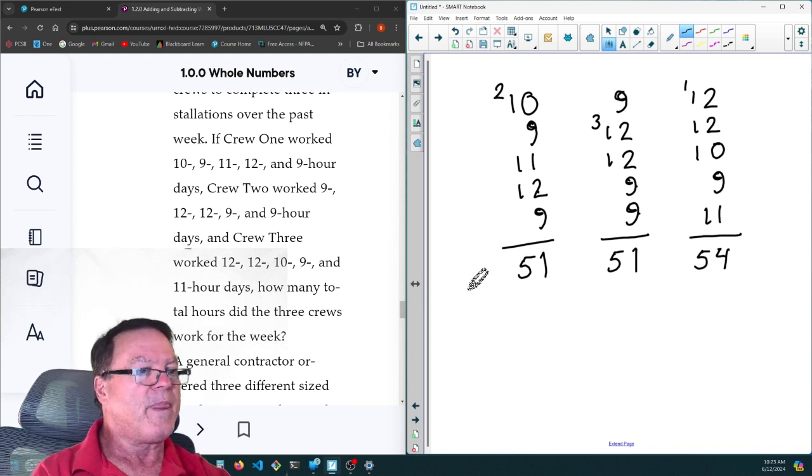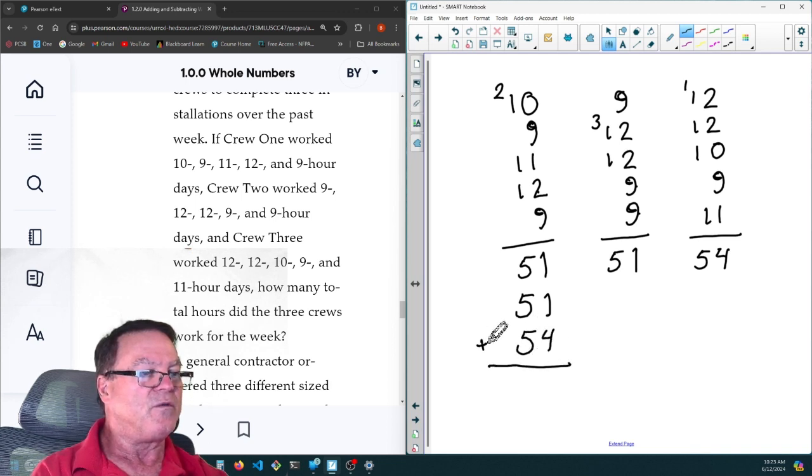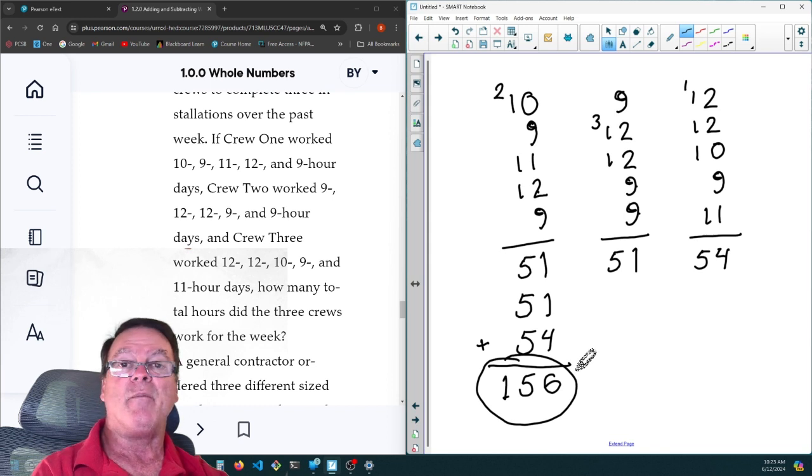Now, I wonder if I can scroll up a little. Okay, so I have 51 plus 51 plus 54. And I'll add these 3 numbers, and that will give me my grand total. So 1 plus 1 is 2, plus 4 is 6, and then 5 plus 5 is 10, plus 5 is 15. I'll write down the 15. So my grand total is 156 hours. That's how many hours the 3 crews worked last week. 156.